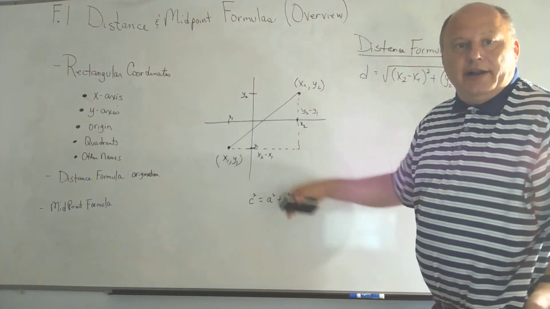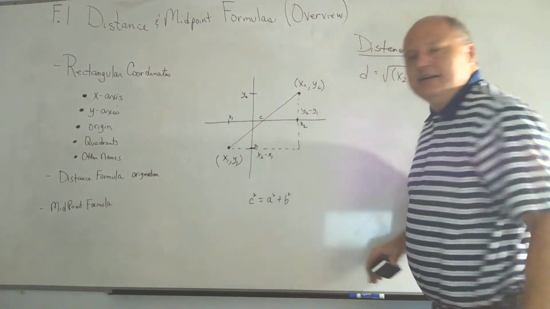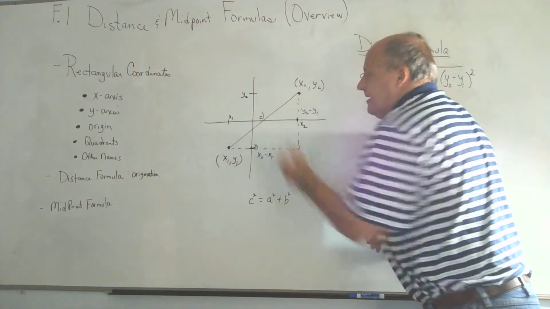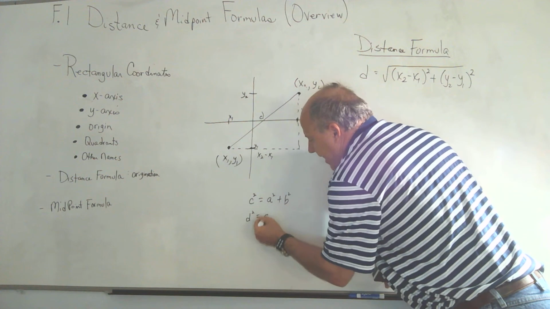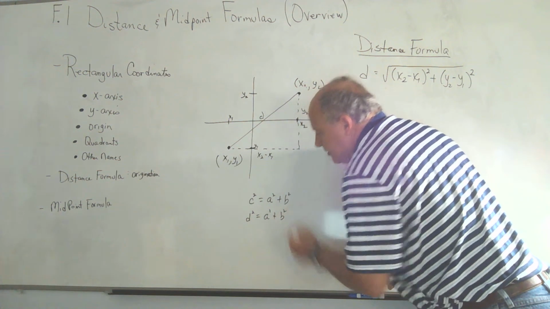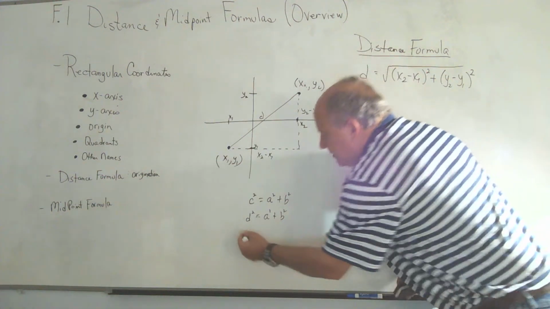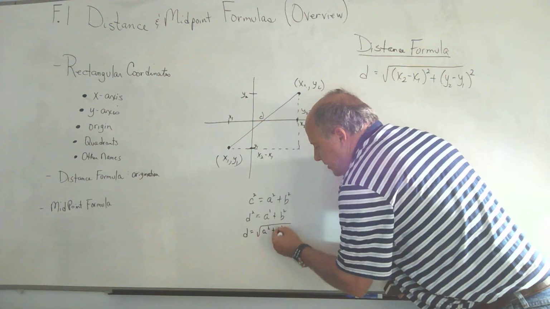And that's what you really want. So c is that distance. But I'm not calling it c, I'm calling it d. So it's kind of like take the c and make it a d. So d squared equals a squared plus b squared. And then to get rid of that square, you take the square root of the other side. So d equals the square root of a squared plus b squared.